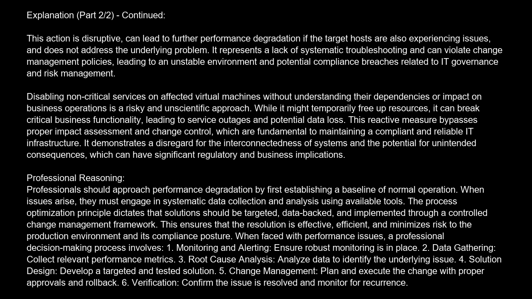When faced with performance issues, a professional decision-making process involves: 1. Monitoring and alerting. Ensure robust monitoring is in place. 2. Data gathering. Collect relevant performance metrics. 3. Root cause analysis. Analyze data to identify the underlying issue. 4. Solution design. Develop a targeted and tested solution. 5. Change management. Plan and execute the change with proper approvals and rollback. 6. Verification. Confirm the issue is resolved and monitor for recurrence.